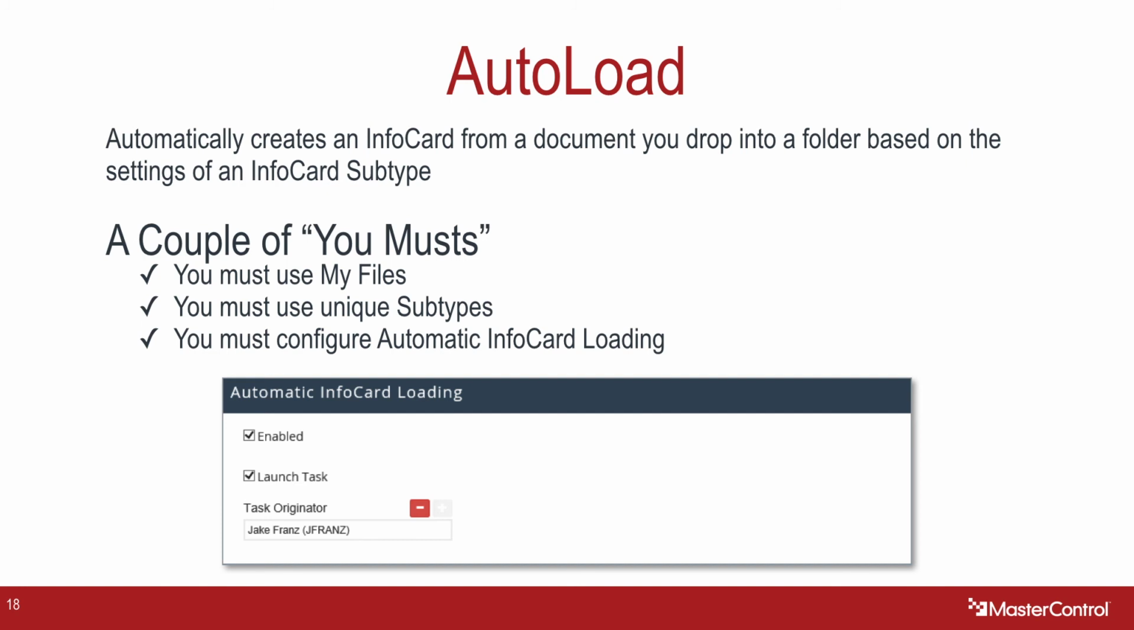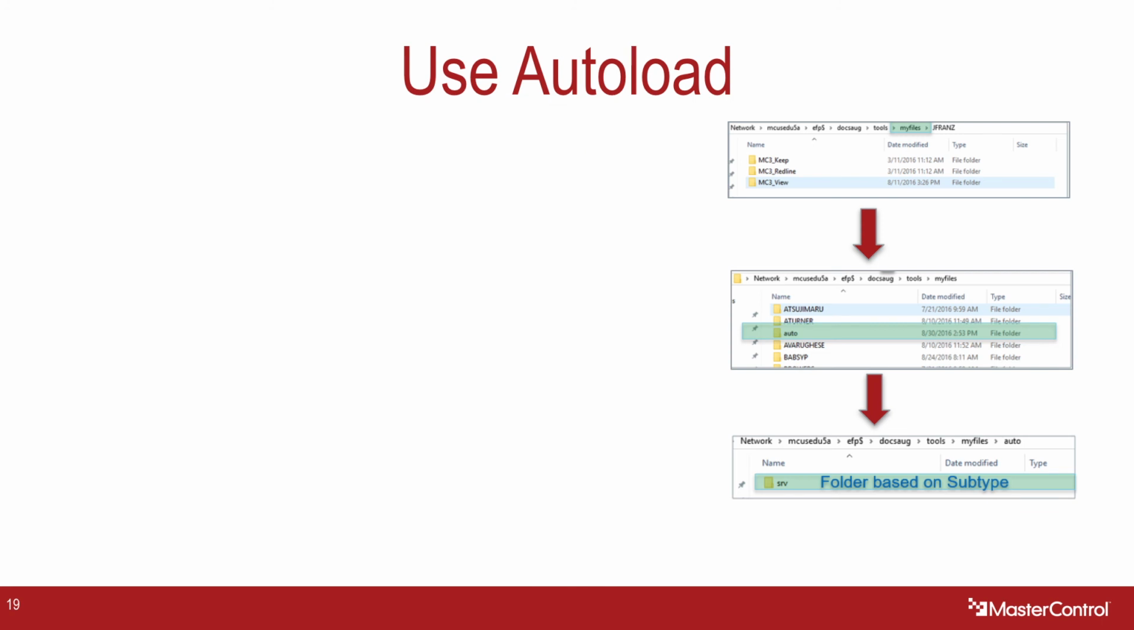Once it's enabled in the info card type or subtype, you can actually set it to launch a task out. So if you bring in a document, it creates an info card, and it can automatically launch out to somebody. But what it does, and this is kind of small, I'm sorry, if you have My Files enabled on your system, it creates a My Files directory on the server, right? And then every user within your system can have their own folder within that My Files directory.